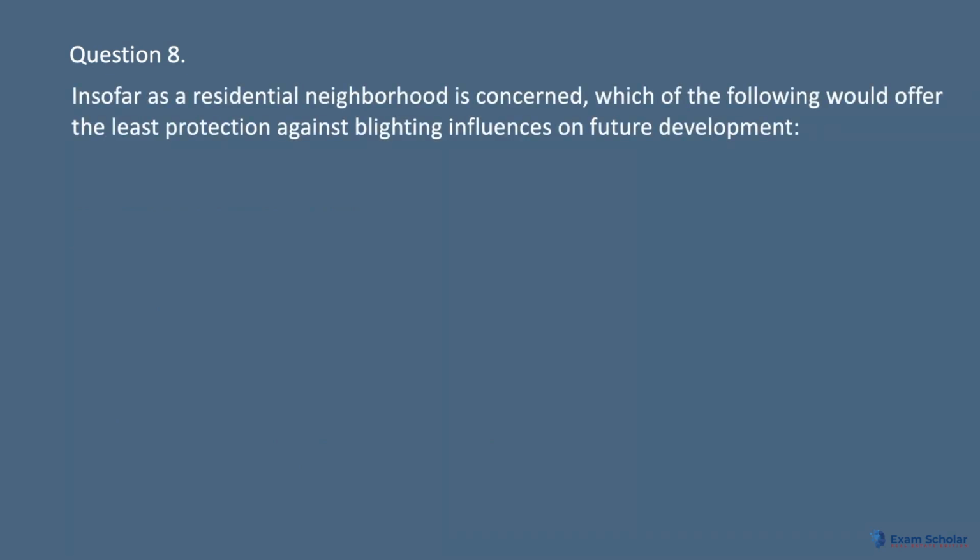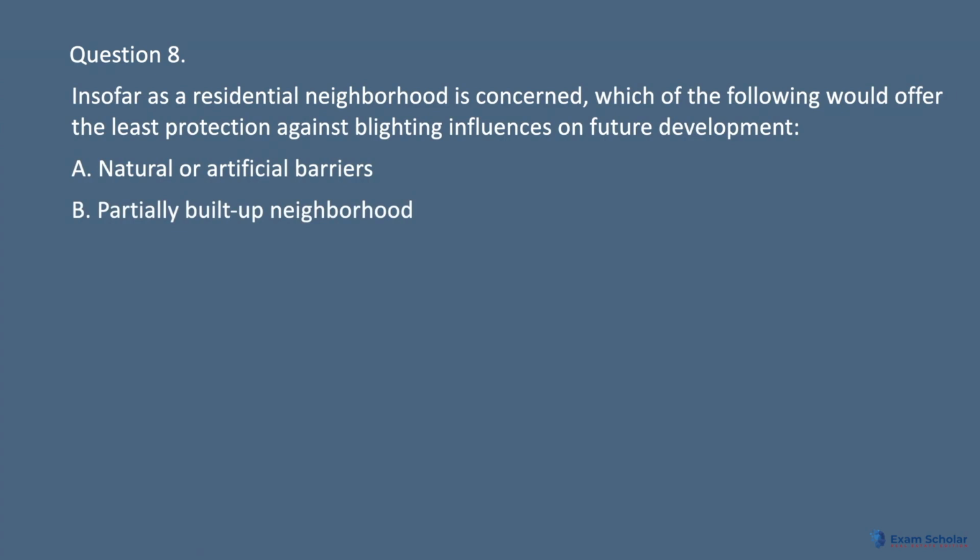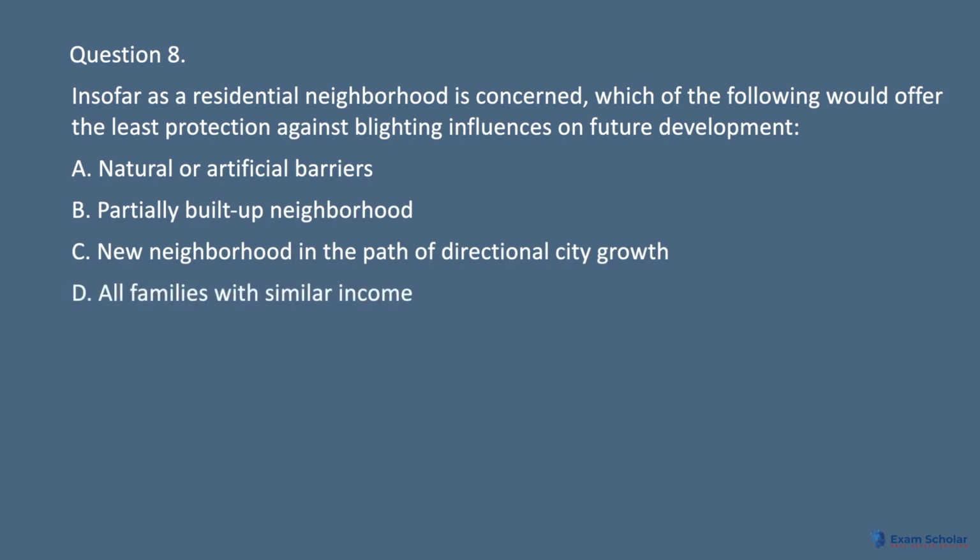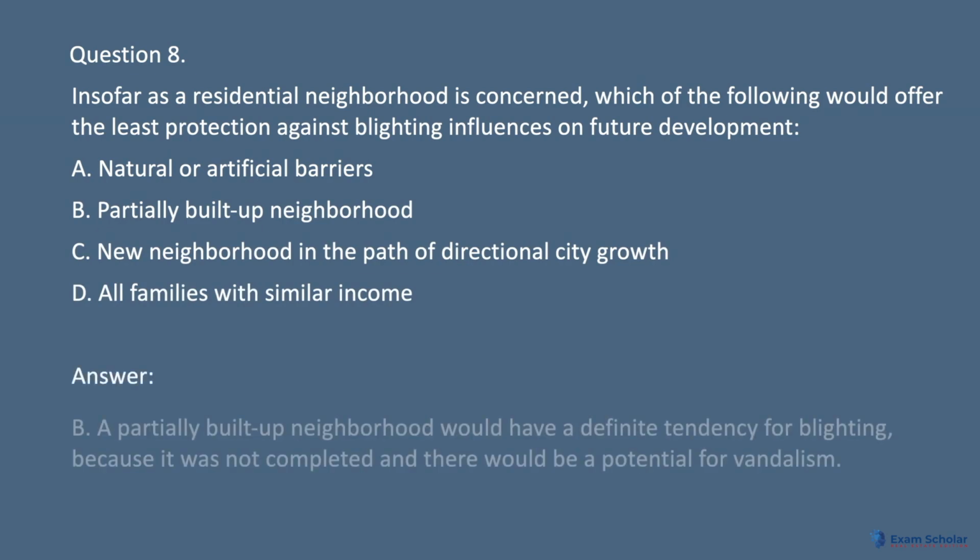Question 8. Insofar as a residential neighborhood is concerned, which of the following would offer the least protection against blighting influences on future development? A. Natural or artificial barriers. B. Partially built-up neighborhood. C. New neighborhood in the path of directional city growth. D. All families with similar income. Answer. B. A partially built-up neighborhood would have a definite tendency for blighting, because it was not completed and there would be a potential for vandalism.